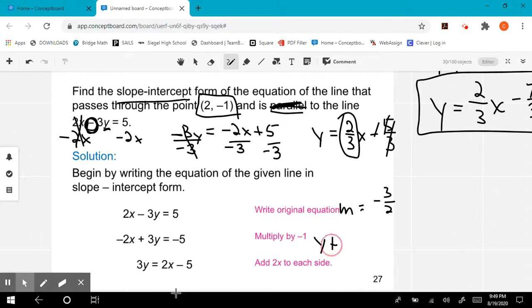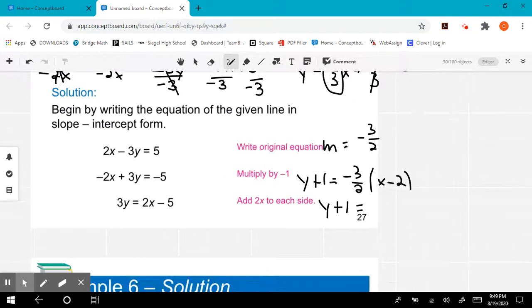And then I would do the same thing. I would say y plus 1 equals -3/2 times (x minus 2). And then do the same thing. I would distribute. That would be what? -3/2 x plus... -3/2 times -2, a negative times a negative, would be 6 over 2. That would be just +3.